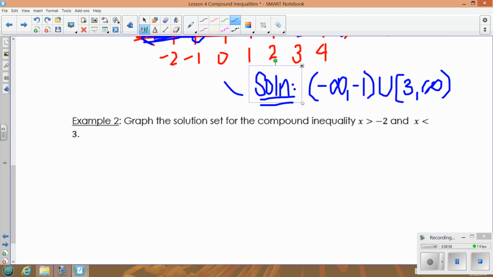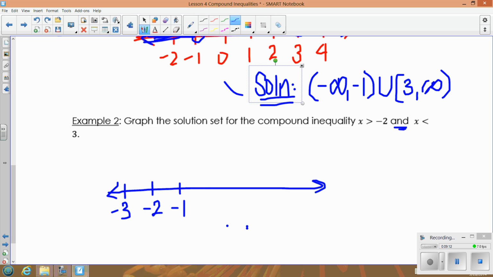All right, let's look at another example. This is an and case. So and means we're going to be in the middle. So let's first of all get our number line. Let's get our numbers. So we have -2, -1, 0, all the way up to 3 we need to include.